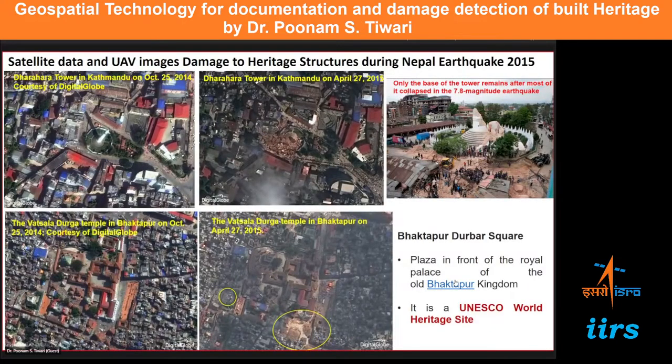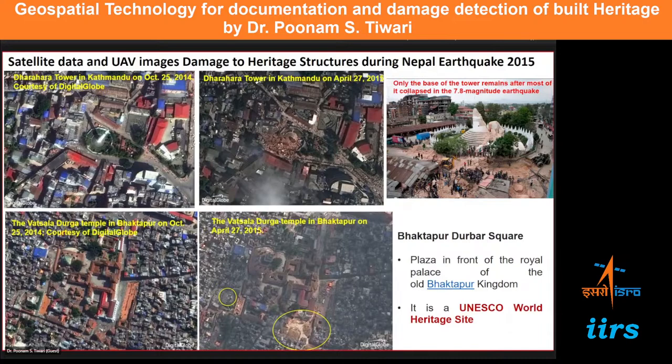Now, how can EO data be used for damage detection? You must be aware of the Nepal earthquake. It happened in 2015. These are the EO images of the Nepal earthquake, before the earthquake, and this is after the earthquake. And this is the ground photograph.